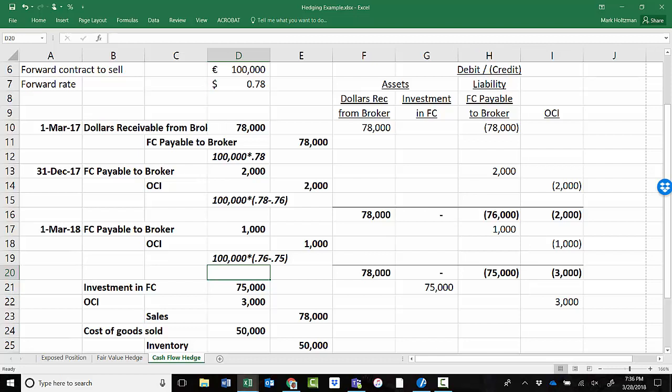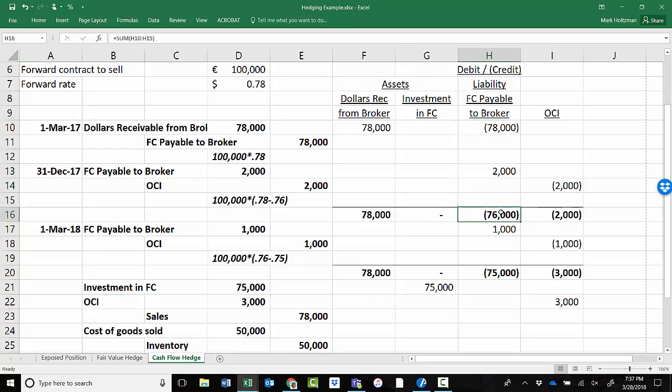Now watch how we do it differently, because it's different. This is interesting. First thing I do, debit dollars receivable from broker, $78,000. Credit foreign currency payable to broker. I put this in the first row again because you could figure out that I copied and pasted a lot of stuff. But we're accountants, right? That's what we do. So December 31st, I mark to market. I'm going to debit foreign currency payable to broker to mark down that payable by $2,000 down to $76,000. And you can see that over here in this column.